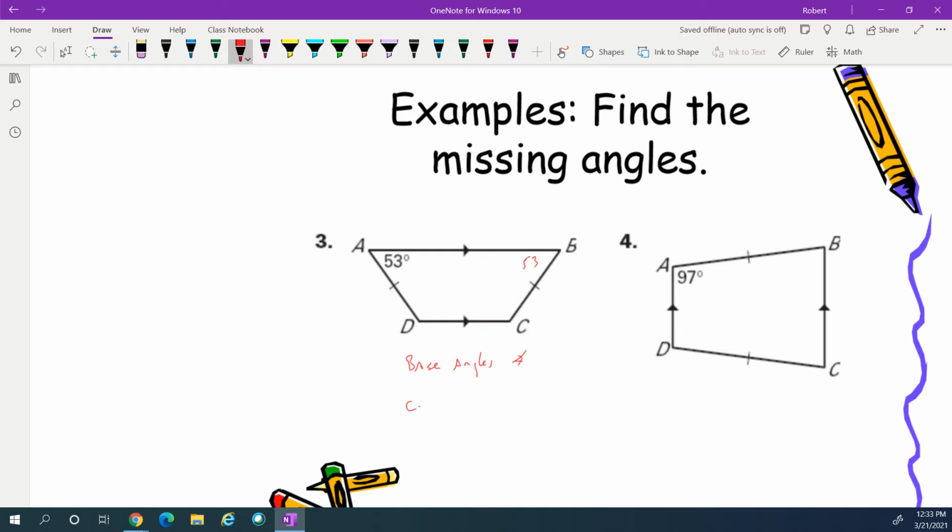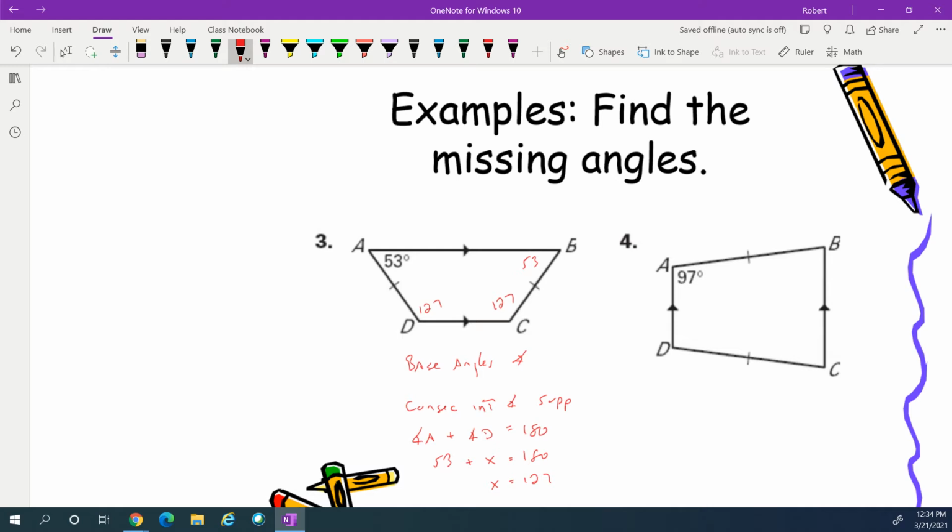And then we have consecutive interior angles supplementary. So angle A plus angle D have to equal 180. So that's 53 plus x equals 180, and we get 127. Well, again, base angles are congruent, so 127. The legs serve as our transversals connecting the parallel lines.